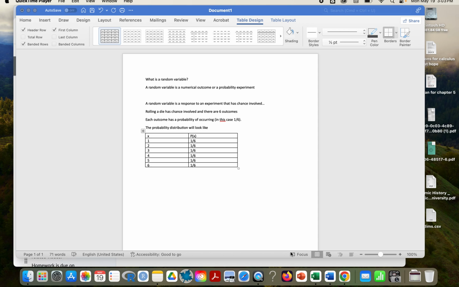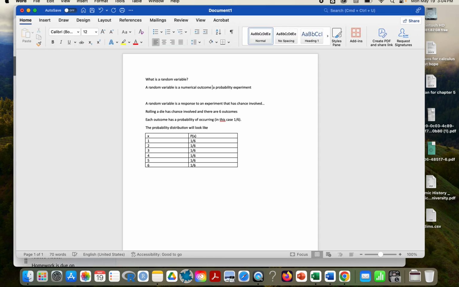So we're into chapter 6, and we're going to be working on a random variable. So let's first answer the question, what is a random variable? Well, a random variable is a numerical outcome, and it should say from a probability experiment.